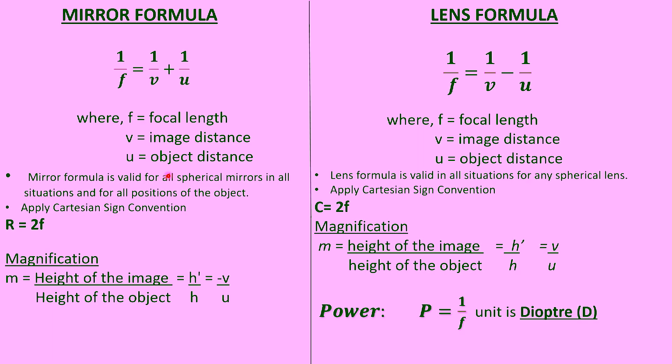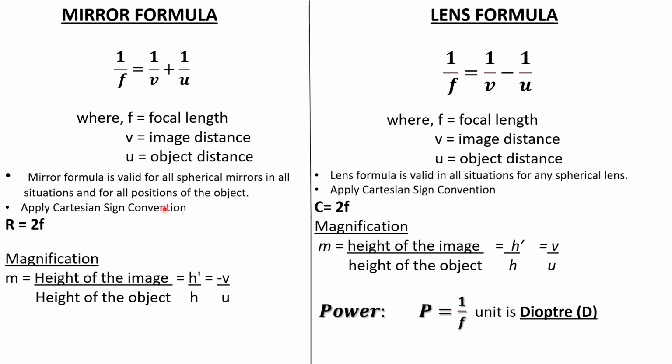The mirror formula is valid for all the spherical mirrors in all the situations and at all positions of the object. Likewise, the lens formula is also valid in all the situations for all spherical lenses and at all positions. Remember to apply the Cartesian sign conventions whenever you are having any numericals. Here we are discussing mirrors and lenses of small apertures. So your radius of curvature is twice the focal length, and in the case of the lenses, you have your C, the center of curvature, as twice the focal length.